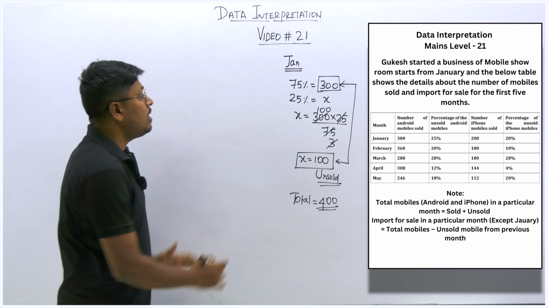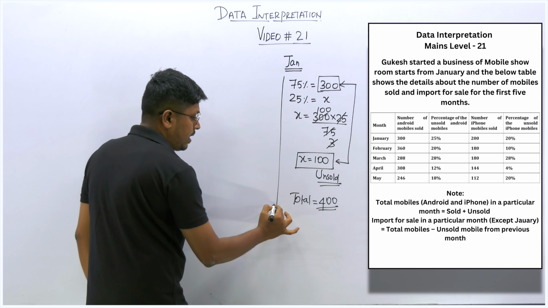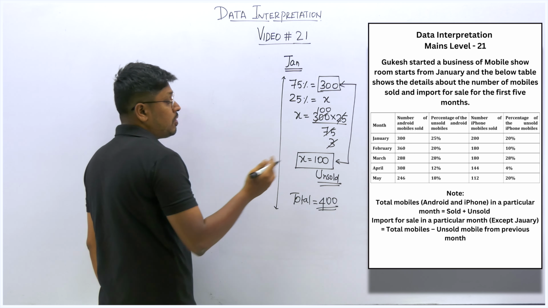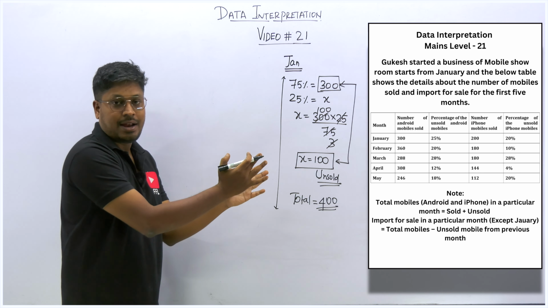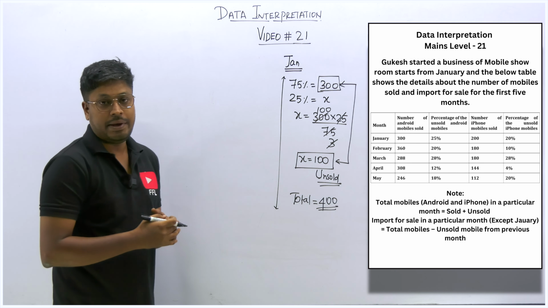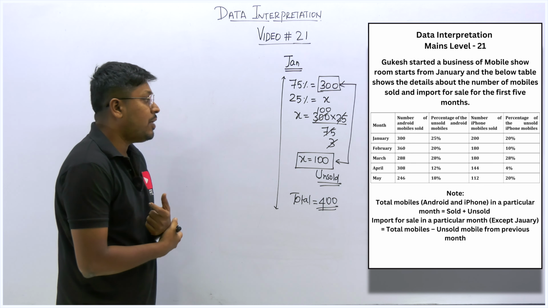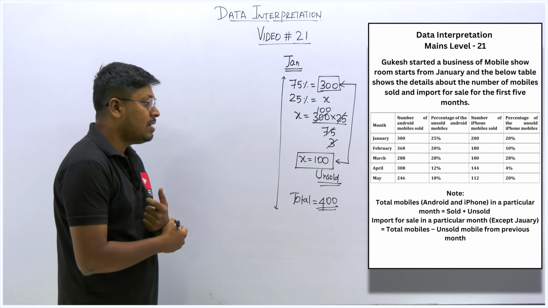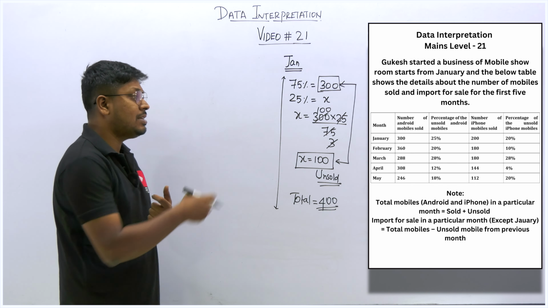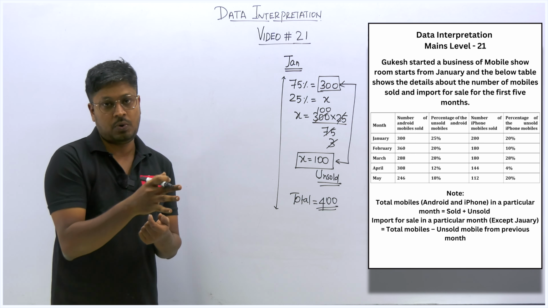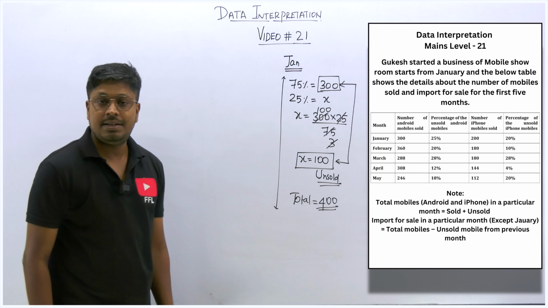And we found the value only for Android, right? Not for iOS, because that is separate data. They have given two sets of data, one for Android and the second for iOS. So now let me talk about the iOS. So iOS is how much? iOS is 200. So 200 is the total number of iPhones sold. And then the unsold percentage is how much?